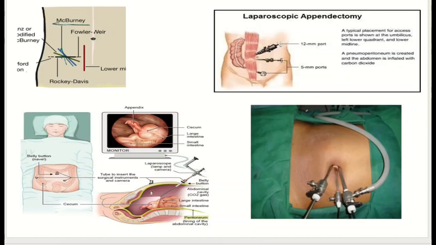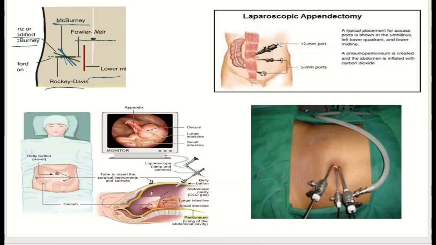Another incision is Lanz. Lanz incision is also known as modified McBurney's, that is a horizontal and more cosmetic incision. Then comes the Fowler-Weir approach, that is medially cutting the muscle over the rectus. Other incisions are the Rockey-Davis incision or lower midline. Lower midline incision is more favorable in cases of abscess or appendicular lump.